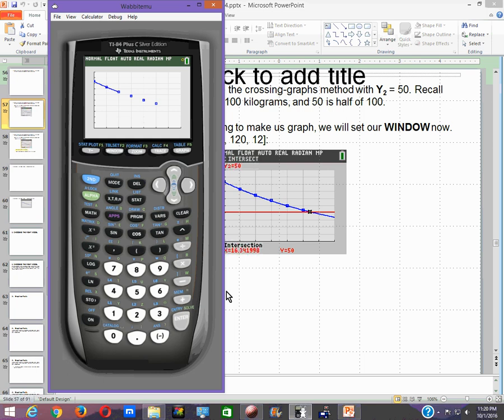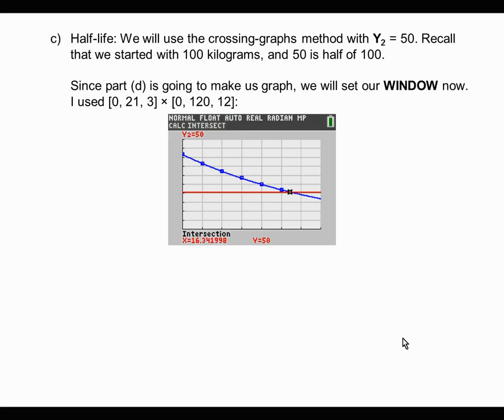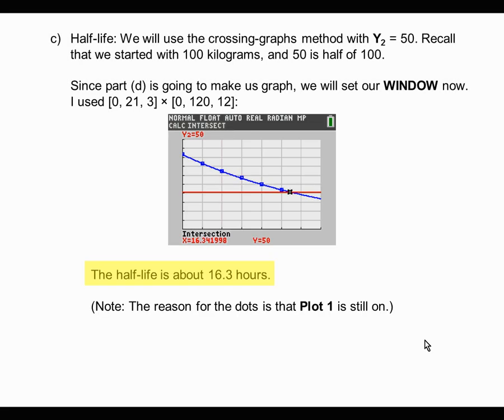Notice the data are already plotted for us. Now the graph doesn't look exactly exponential, it looks almost straight, but it is exponential decay. You can tell it is slightly curved. At least the graphs cross. Y1 is correct, y2 is correct, guess 10.5. So we get 16.341998, etc. So to the nearest tenth, half-life is about 16.3 hours.